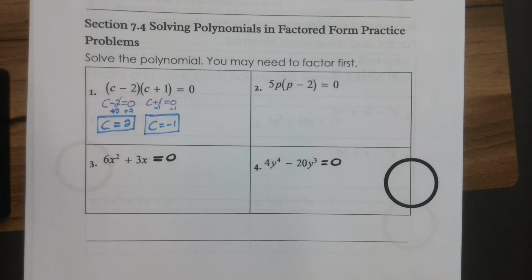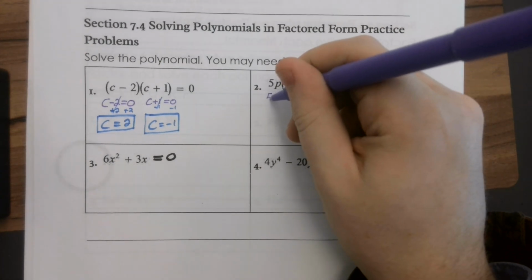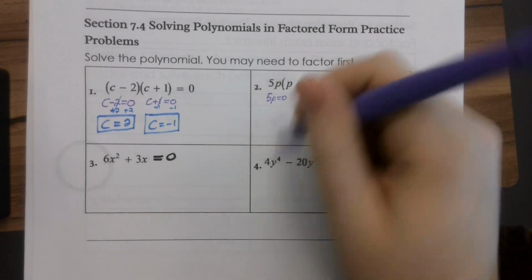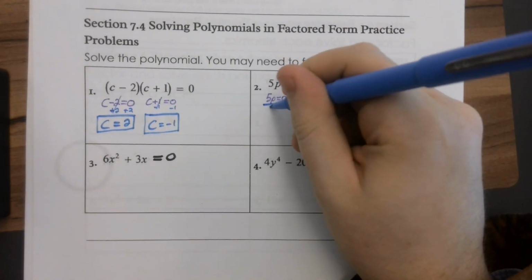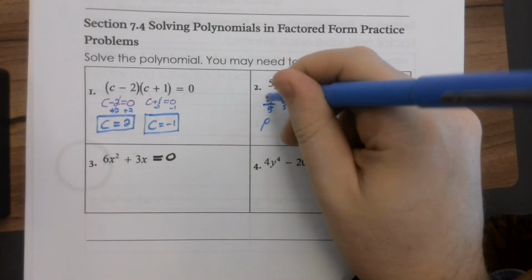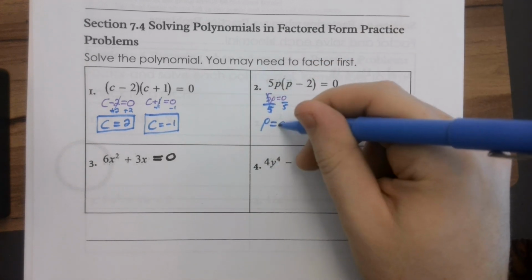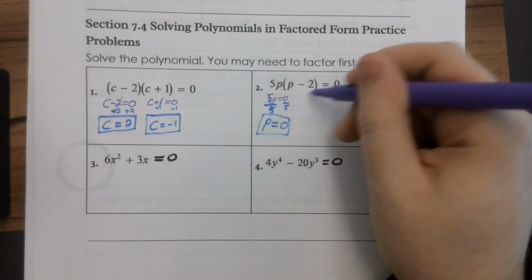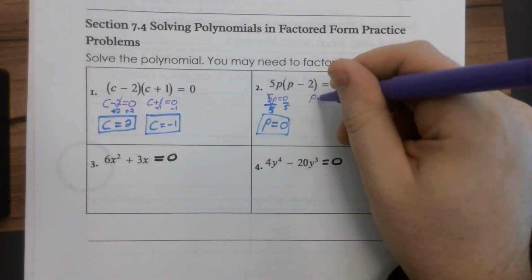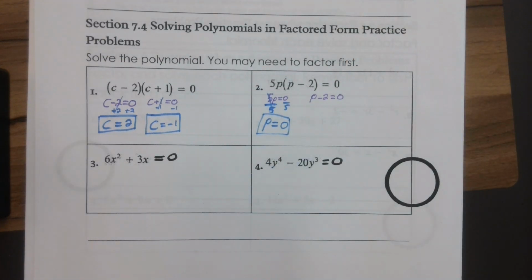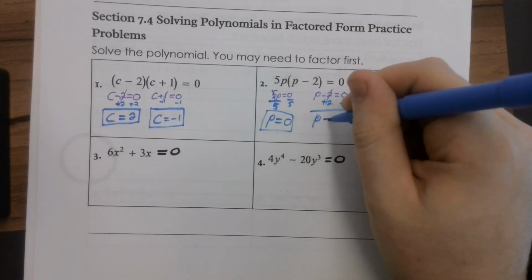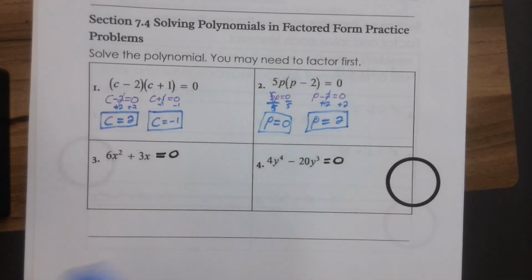We can do the same thing for number 2. Just set each piece equal to 0. So if 5p equals 0, what should p be? To figure that out, we divide both sides by 5, and get p equals 0 divided by 5 is 0. So p equals 0 is the answer. But we still have another factor, this p minus 2. To solve this, we set it equal to 0. We add 2 to both sides. P equals 2. Done.